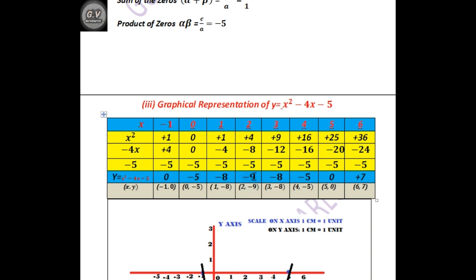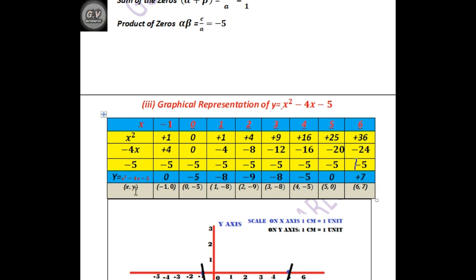2 comma -9 is another ordered pair. Next, 3 comma -8, 4 comma -5, another point, 5 comma 0, it is another point. At x equals 6, the value of the polynomial is 7, so 6 comma 7 is another ordered pair, another point.